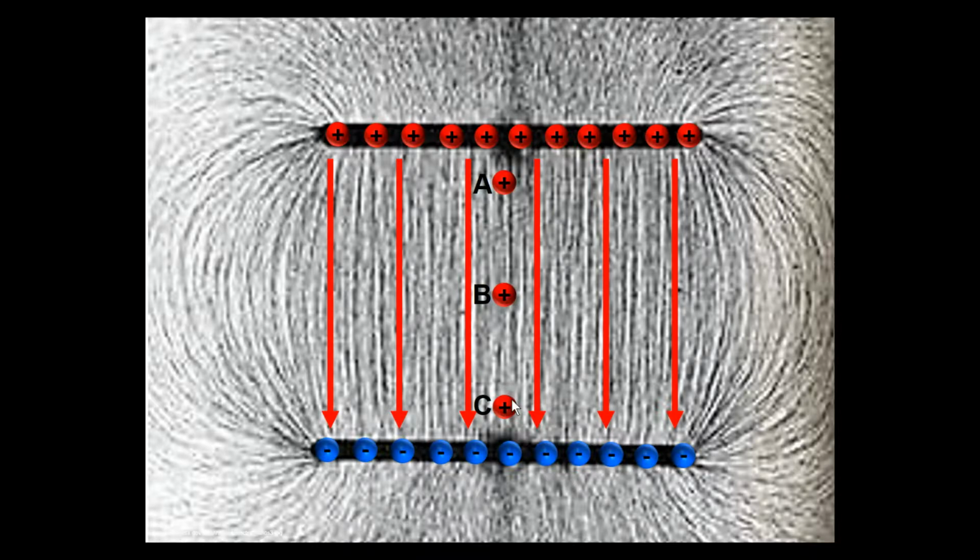And if you had a chance to think about that and answer, you would realize that each of those is going to get the same amount of force because these field lines are parallel. They're the same distance apart. And remember, it's the distance apart that tells us how strong the electric field is. And the strength of the electric field will tell us how much force there is per charge.